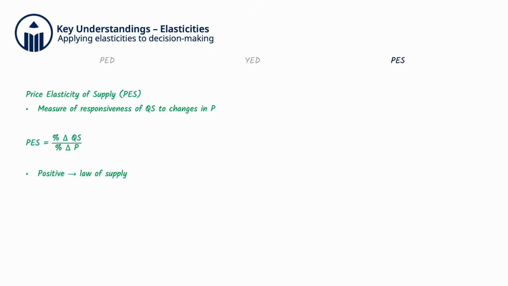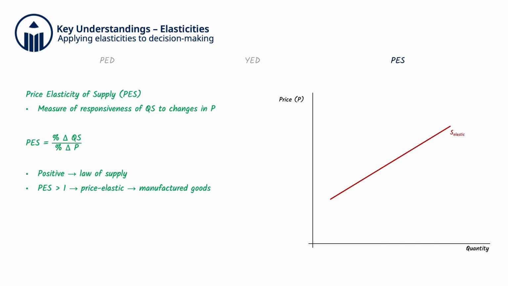a positive causal relationship. A PES that is greater than 1 implies that supply is price elastic, which means that a change in price will result in a more than proportionate change in quantity supplied, and the supply curve will be relatively flat. Manufactured goods like televisions and electronics tend to have price elastic supply.